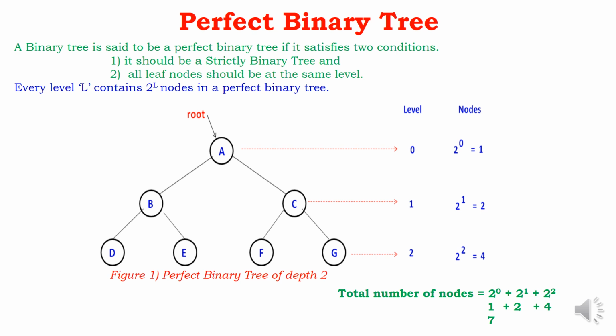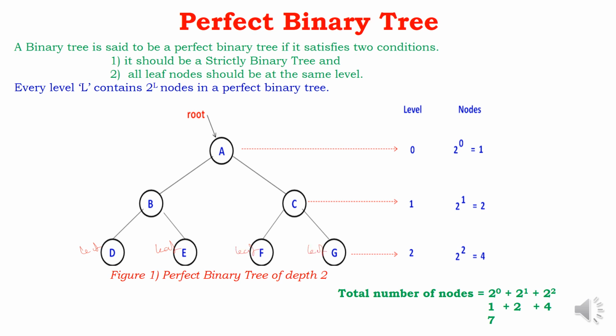Let me explain this with an example. See, this is a binary tree where A is the root node and there are some other nodes distributed in its left subtree and right subtree. See the levels. A is at level 0, B, C are at level 1, D, E, F, G are at level 2. What are leaf nodes? D is a leaf node, E is a leaf node, F is a leaf node, G is a leaf node.